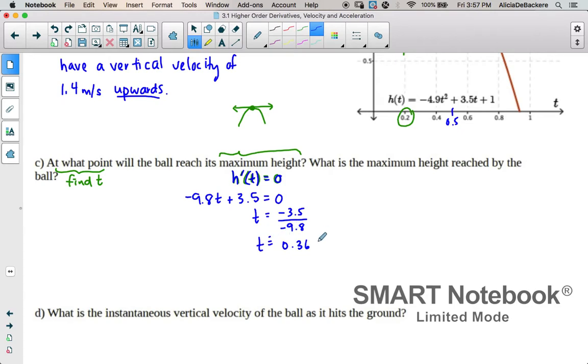And I get about 3.6 seconds. It does ask me as well in this question, what is the maximum height? So if I know that the maximum height happens at 0.36 seconds, all I have to do to find the height at 3.6 seconds is plug it into the original function. So I'm not using the derivative here. I actually want to find the height.